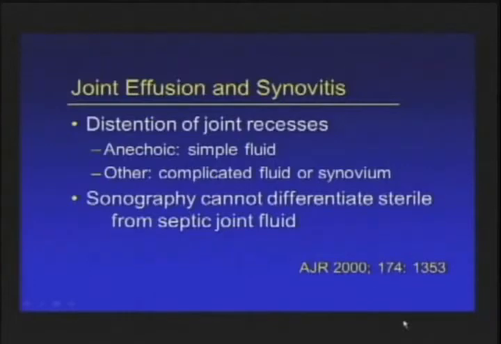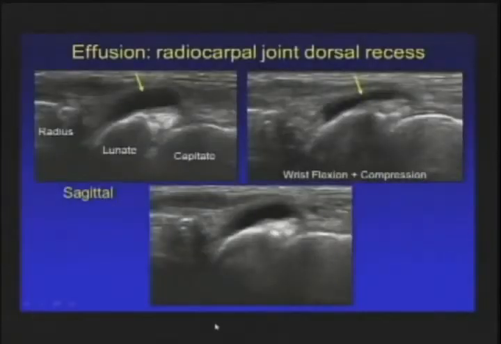And as we mentioned in the last lecture, if you have distension of a joint recess and it's not anechoic, there's a differential. Is it complex fluid or synovium? And sometimes you can't tell, and if you're worried about a septic joint, you need to put a needle into that joint. So here's a case of isolated fluid or effusion within the radiocarpal joint.